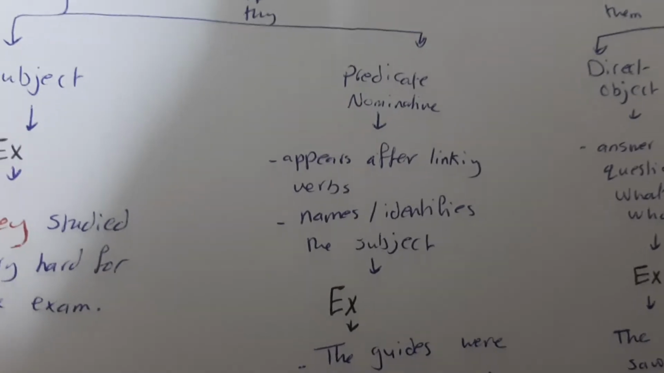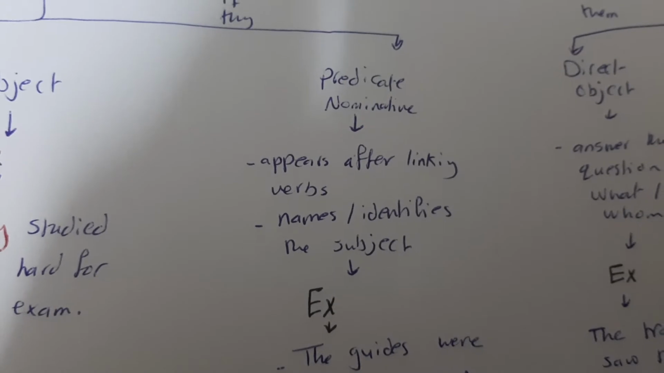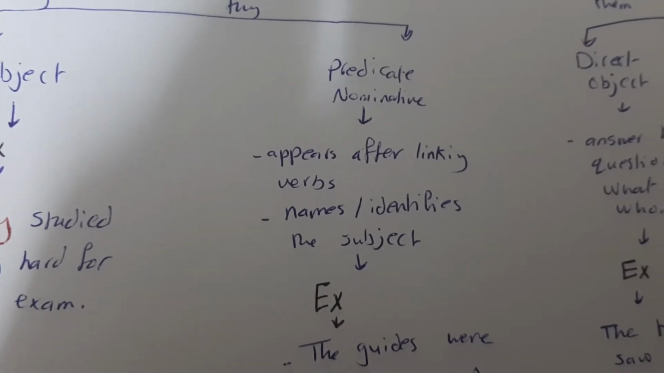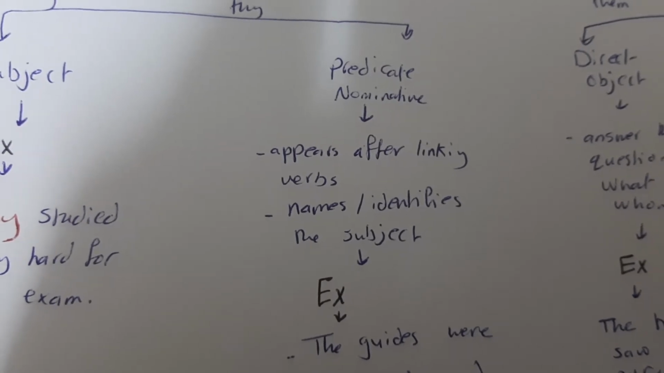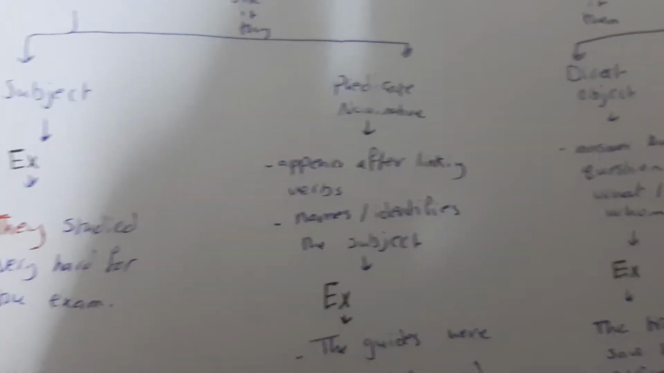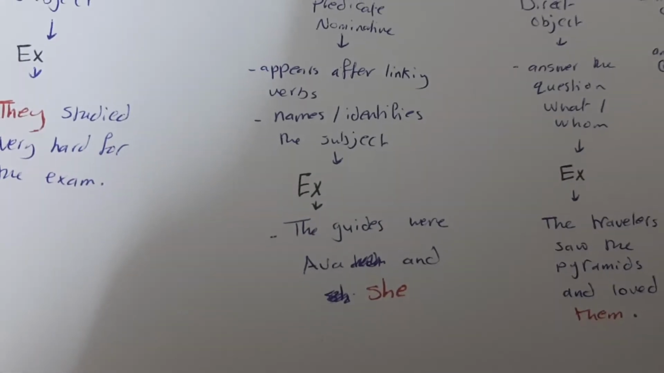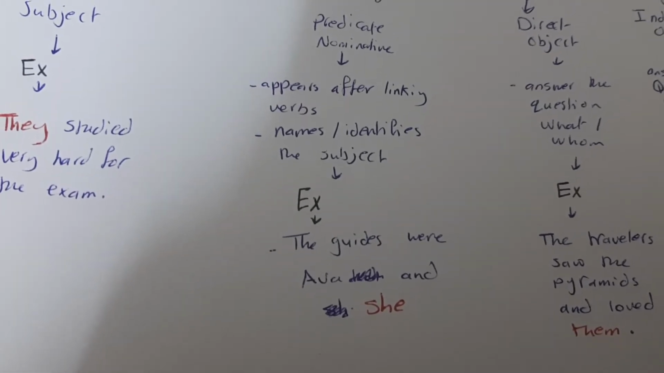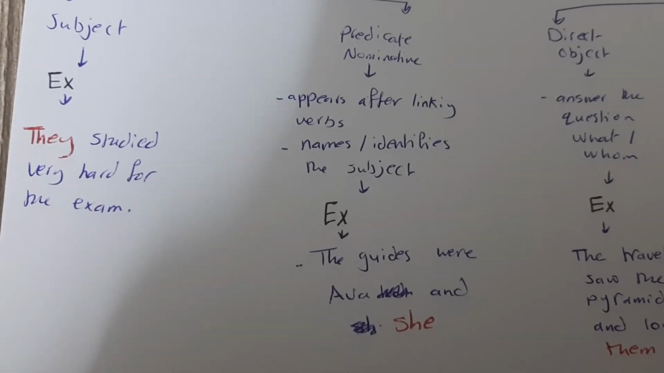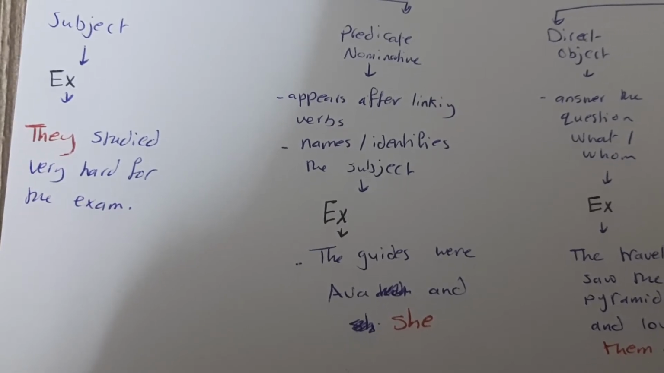Predicate nominatives, to remind you, are subject complements. They appear after linking verbs and they identify or name the subject. This is a reminder, you took this before. So let me give you an example. The guides were Ava and she. So we have a linking verb, which is were, and we are naming the guides. Who are the guides? Ava and she.